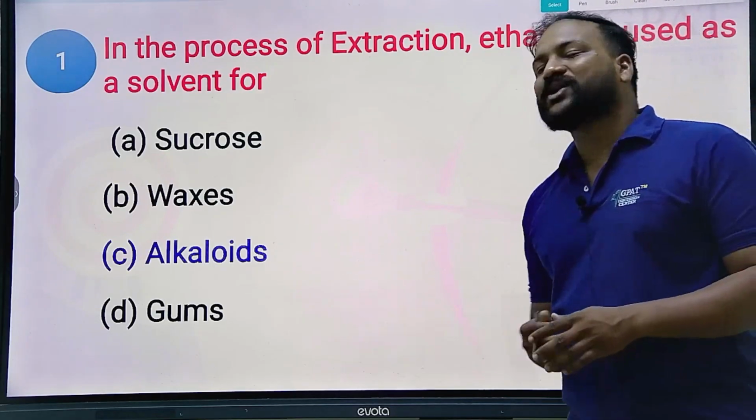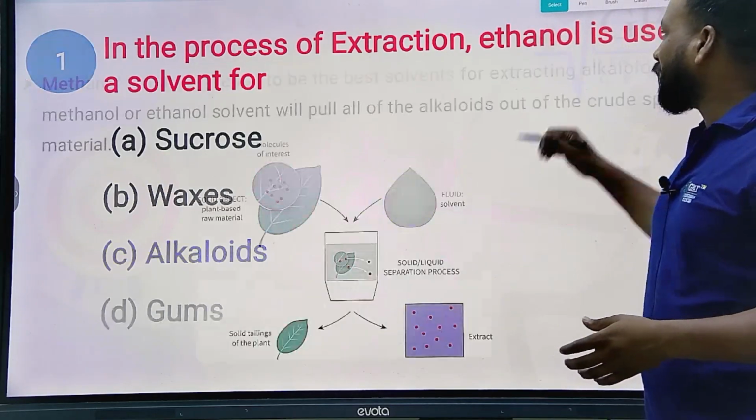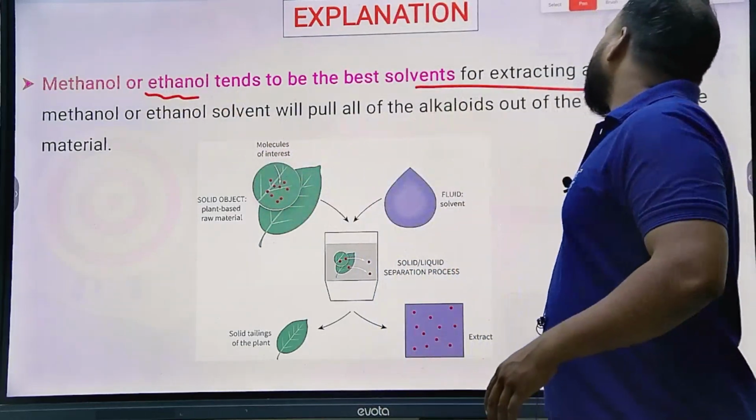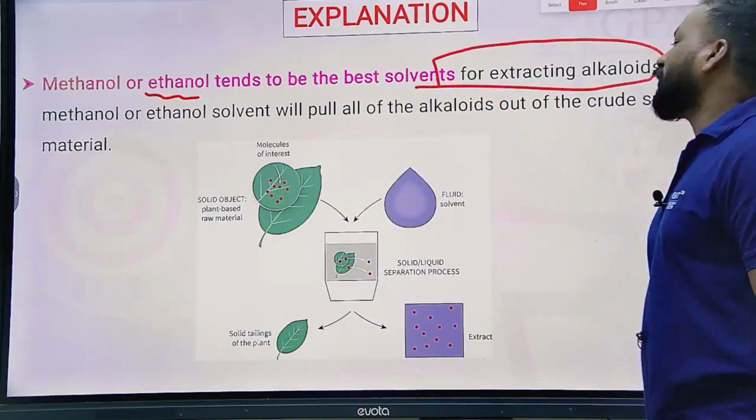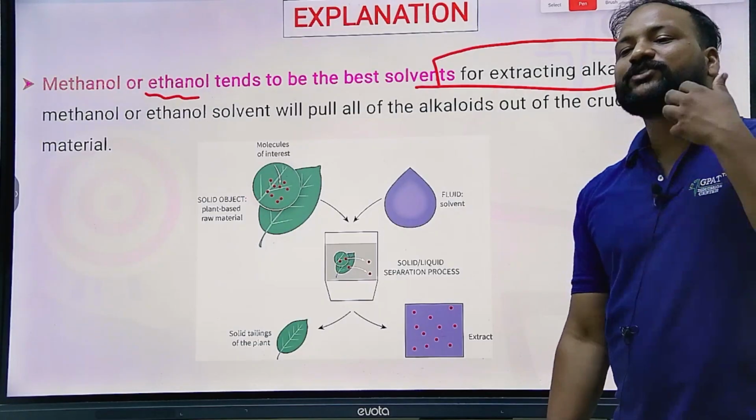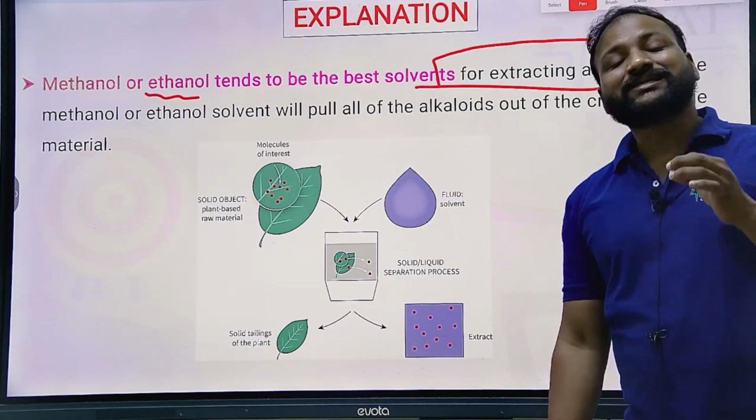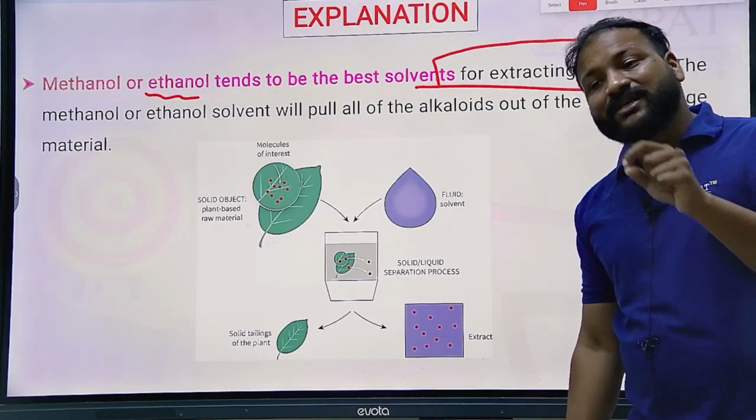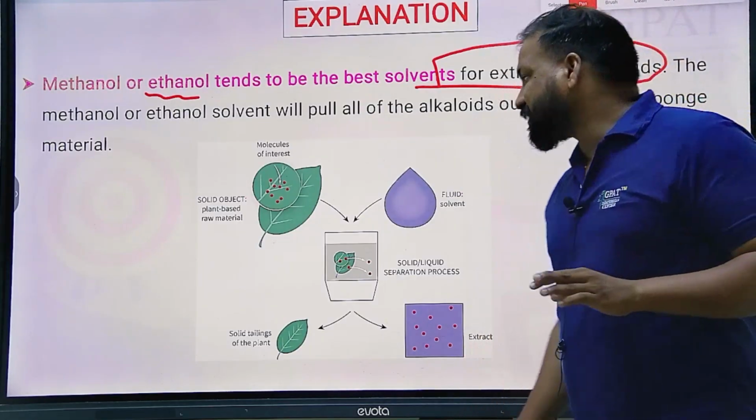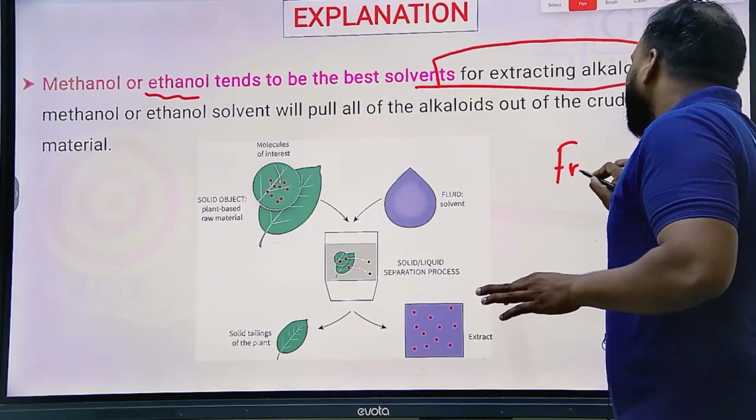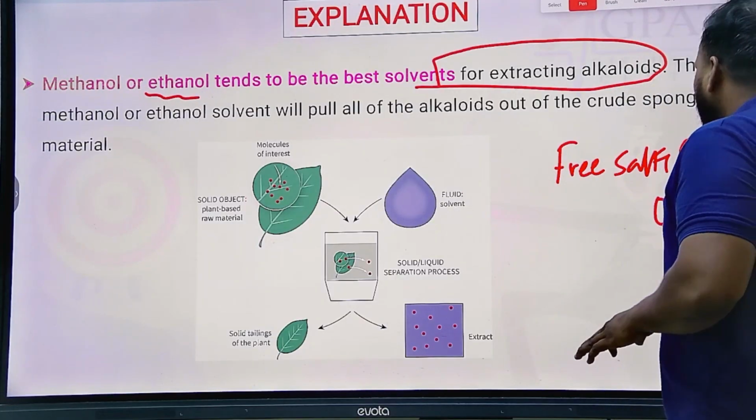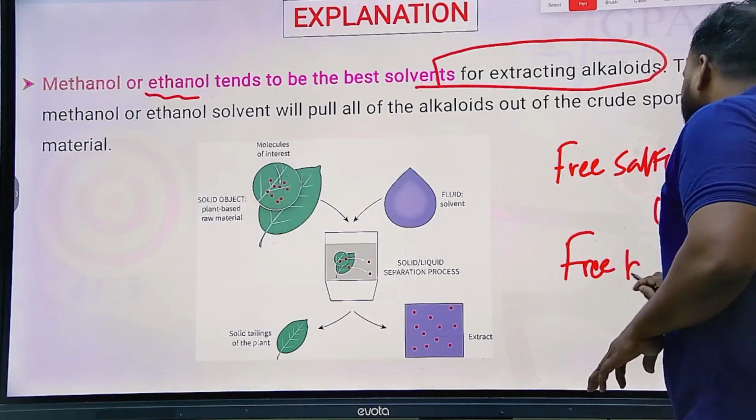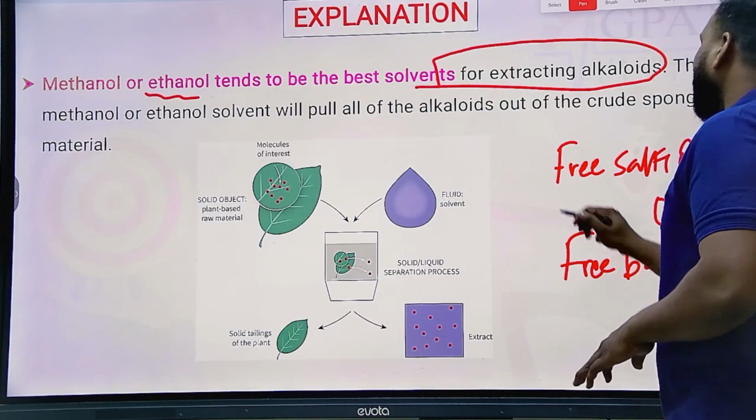Let me check the right answer. Undoubtedly, option C is right, because for the alkaloids, ethanol or methanol tend to be the best solvents for extraction. Based on the physical and chemical properties, alkaloids are available as free salts of organic acids, and they are also available as free bases. Two forms are available.